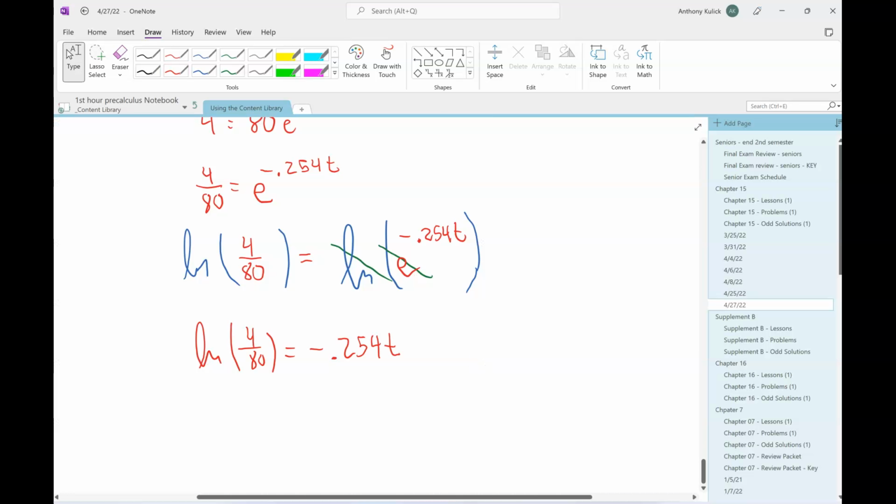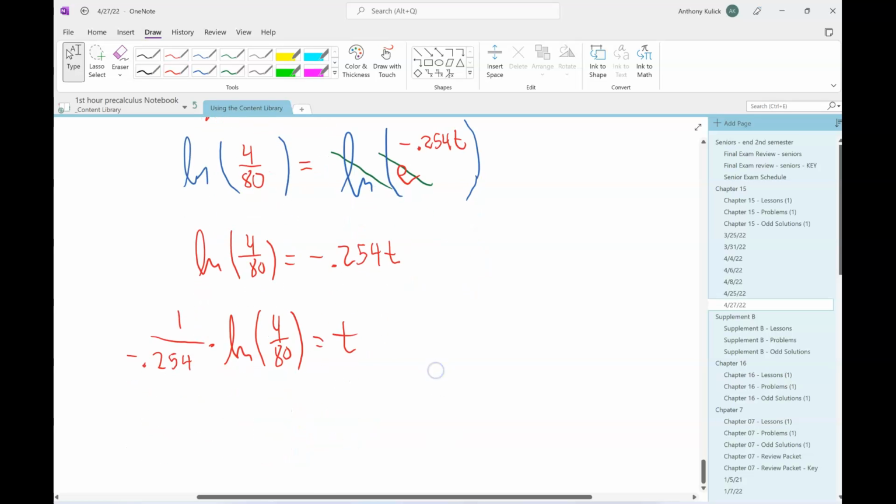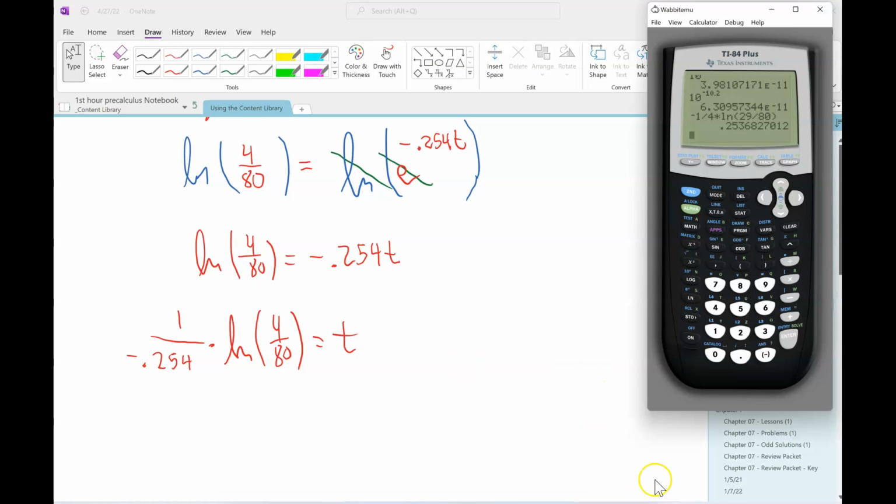So there's that. And then the last step would just be to divide both sides by the negative 0.254. I'm going to write it as multiplying by a reciprocal. So I'm going to have 1 over the negative of my previous answer times the natural log of 4 over 80. I want to point out too that I'm using all of the decimal places for my previous answer when I'm doing this. I'm not just using 0.5.